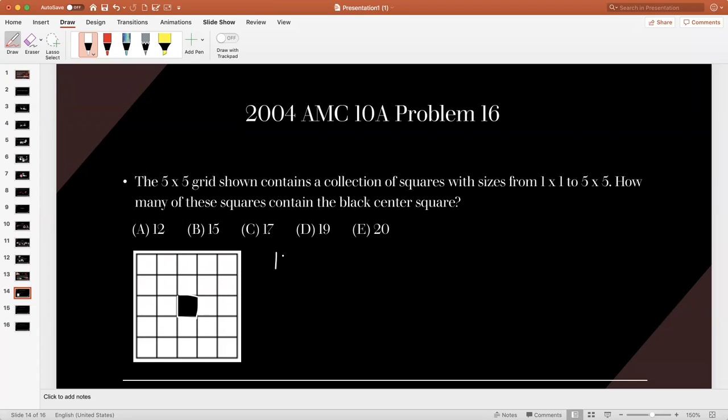For 1 by 1 squares, we have only one way to pick, because that's just the black square. And then for a 2 by 2 square, we have some choices now. We have one of them here, and a second one here. We have a third one here, and we have a fourth one here. So for our 2 by 2 squares, we have a total of 4 squares that we can achieve.